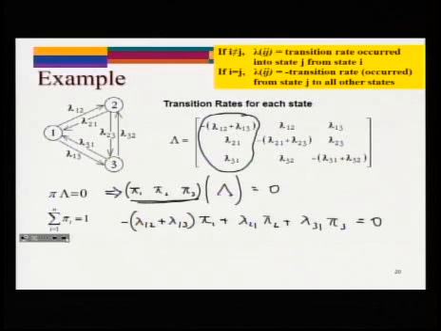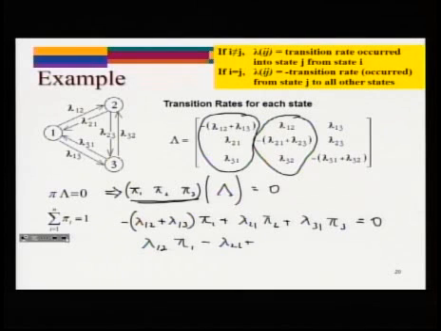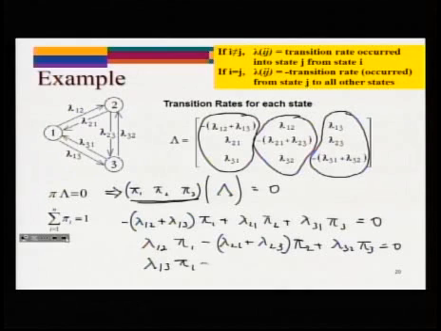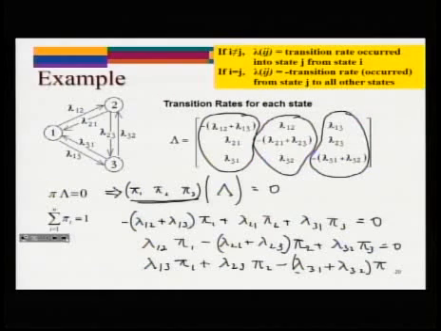Next equation would be pi times the second column of matrix lambda. That's going to be lambda 1,2 pi 1 minus lambda 2,1 plus lambda 2,3, times pi 2, plus lambda 3,2 pi 3 equals 0. And finally, the third equation should be pi times the last column of matrix lambda. That is lambda 1,3 pi 1, plus lambda 2,3 pi 2, minus lambda 3,1 plus lambda 3,2, times pi 3, equals 0.